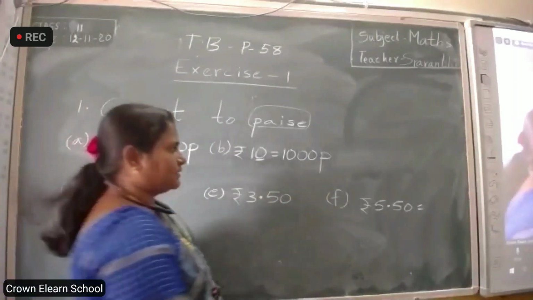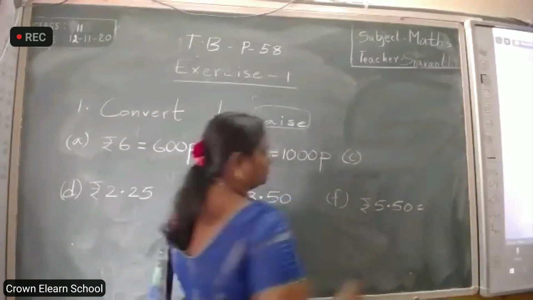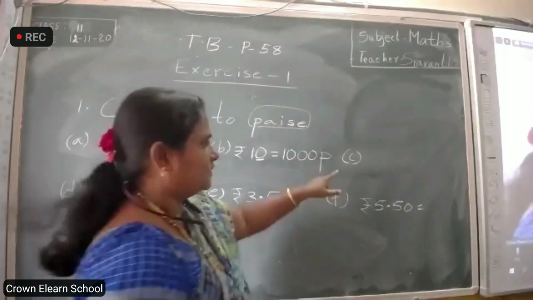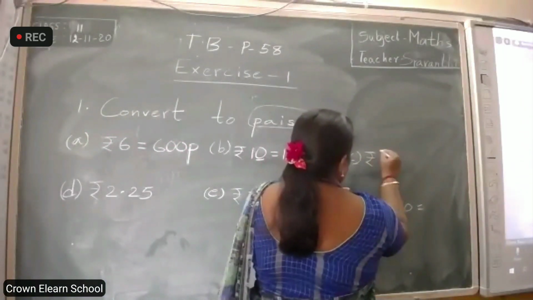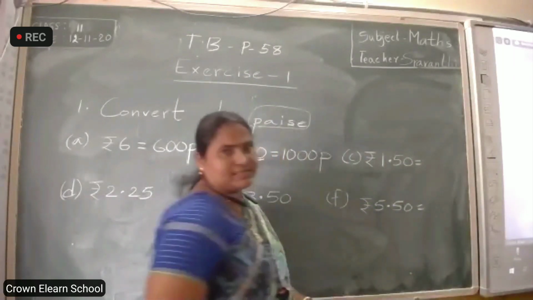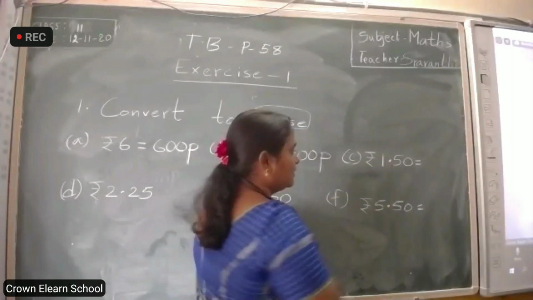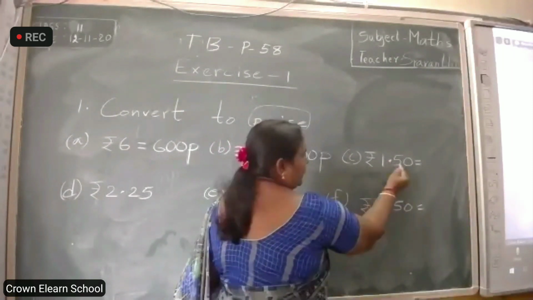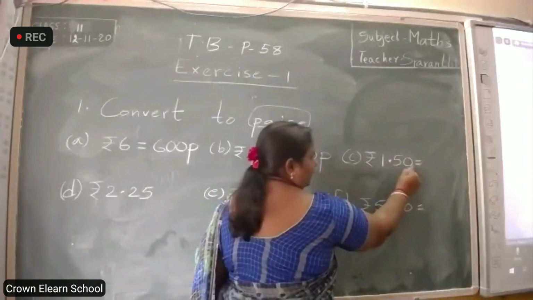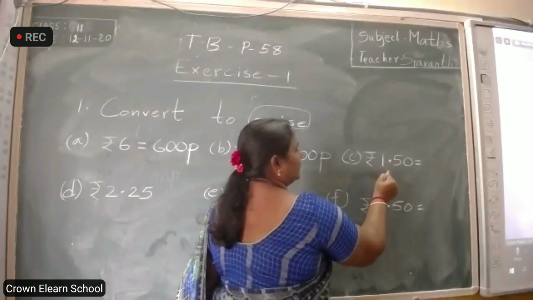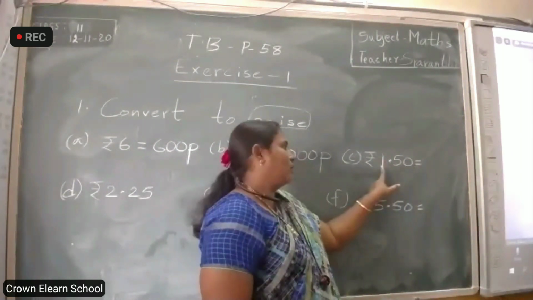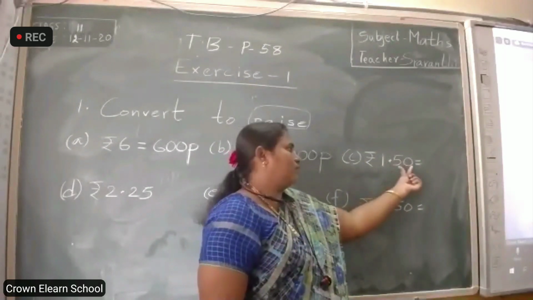Okay, next. See, are you following? You can see here, rupees and paise. Dot is there in the middle. You know, this dot separates rupees and paise. One side rupees are there, one side paise are there. So 1 rupee, how do you read this? 1 rupee, 50 paise.